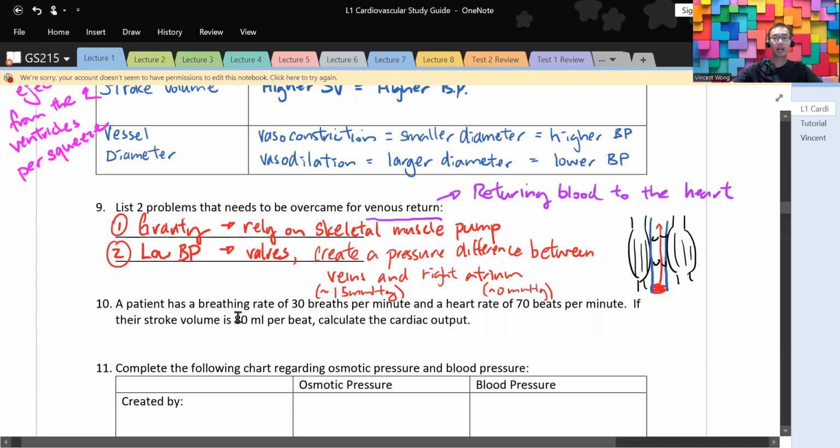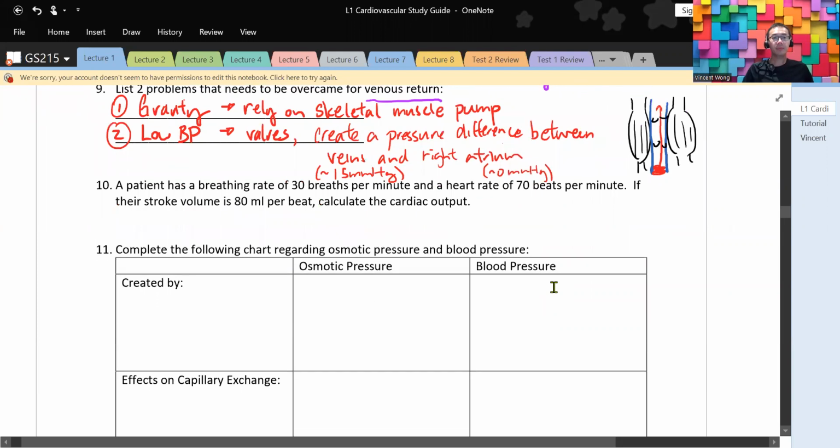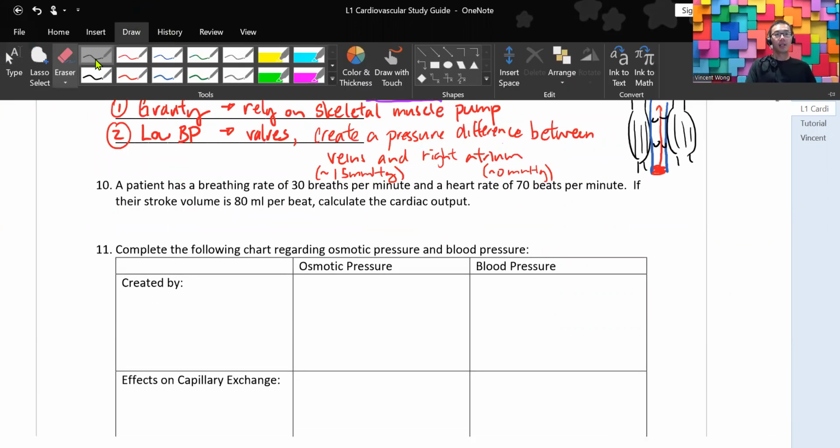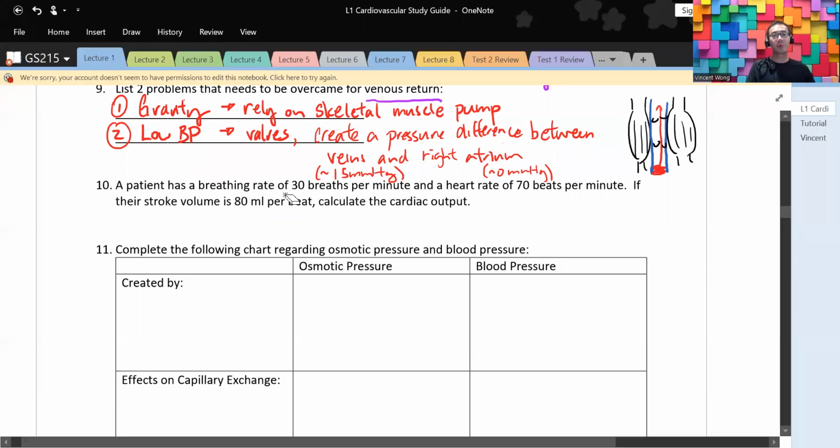All right, next we have a calculation question. So a patient has a breathing rate of 30 breaths per minute. That doesn't actually matter for what we're doing, right? We don't need to take that into account. There's a heart rate of 70 beats per minute and a stroke volume of 80 milliliters per beat. Calculate the cardiac output. Okay? Does anybody remember the cardiac output formula? Cardiac output? Heart rate multiplied by stroke volume.